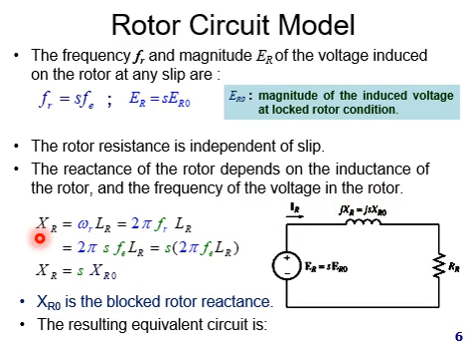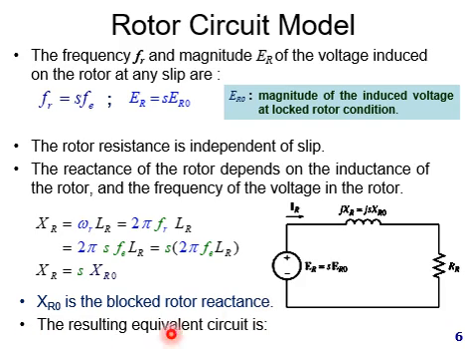So this reactance is directly proportional and dependent on two main factors: one is the inductance, and the other one is the frequency. Frequency can be written in the form of 2 pi f, and similarly the whole reactance formula can be written in terms of S times XR0, where XR0 is the blocked rotor reactance condition.